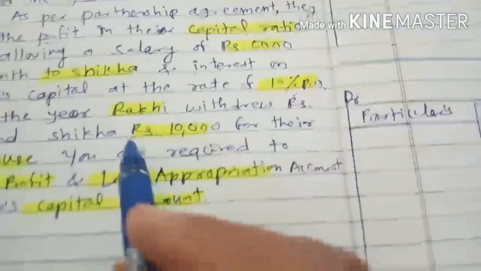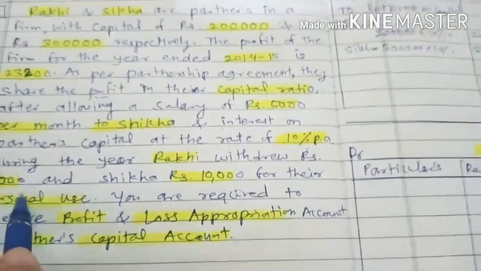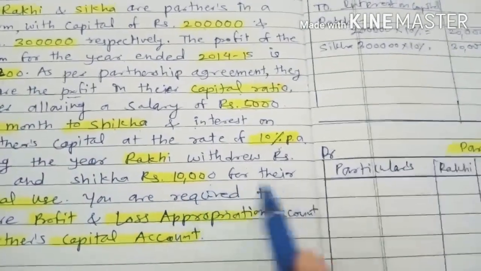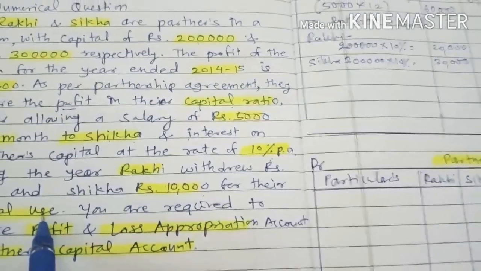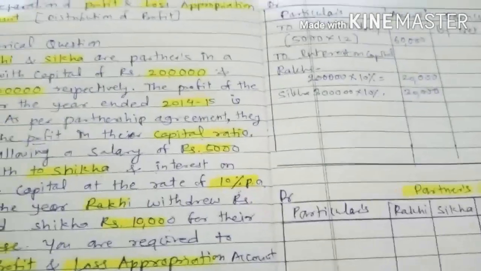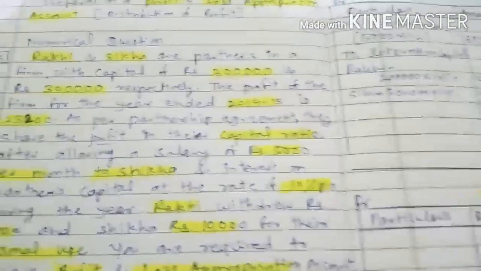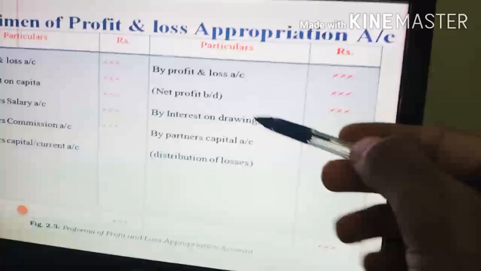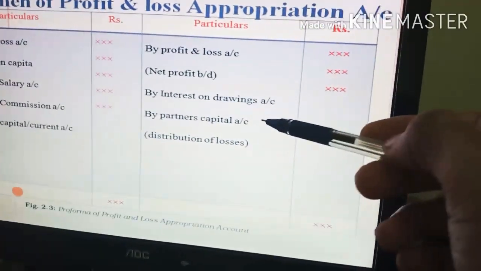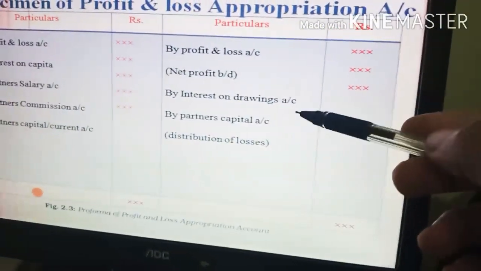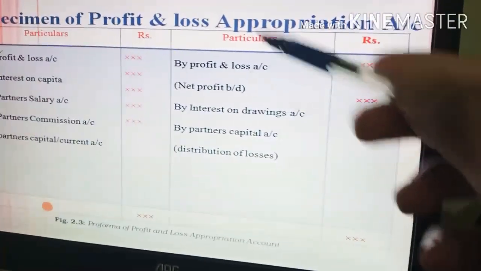So next is what? Rakhi withdrew rupees 7,000 and Shika withdrew rupees 10,000 for their personal use. This is nothing but drawings. But according to the format, we should not record drawings of the partners in profit and loss appropriation account. Only interest on drawing has to be recorded. Interest on drawing is not given in this problem. Only drawing is given. So such a drawing you have to record in partners capital account.